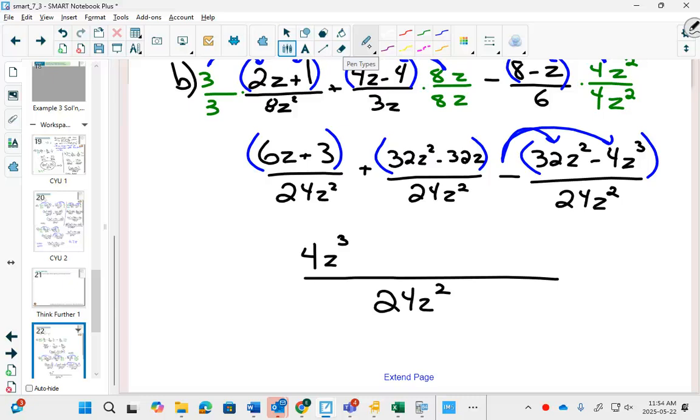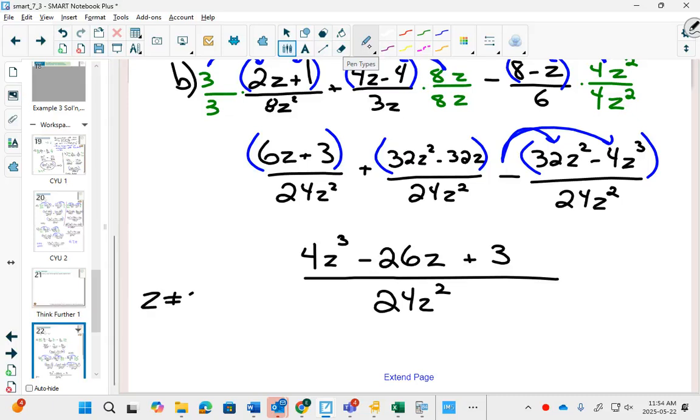Then my z squareds are next. I have a 32z squared and then minus another 32z squared. Oh my goodness, they go away completely. Don't have to write any z squareds. My z's, do I have any like terms? Yeah, I have a 6z and a minus 32z. That's going to give me minus 26z. And my numbers is just the 3, which stays plus 3.